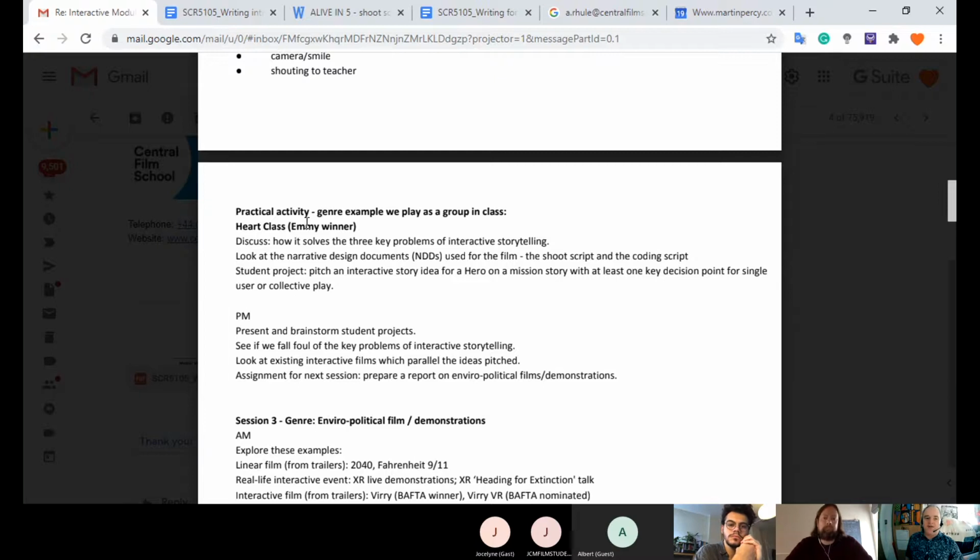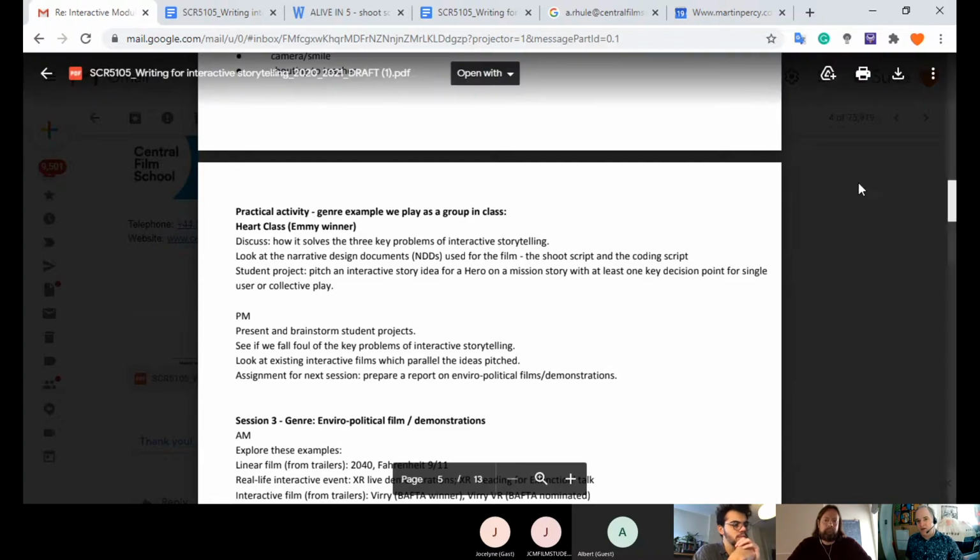Okay, so then we look at the assignment for the next session, which is you guys prepare a report on enviro-political films and demonstrations. So can I just come out of screen share mode?